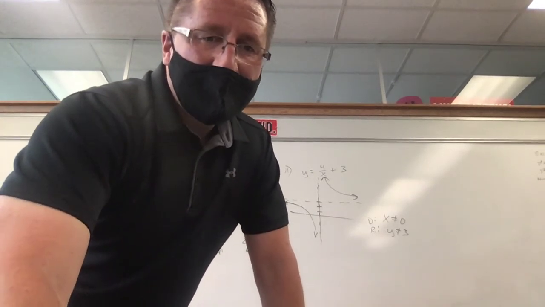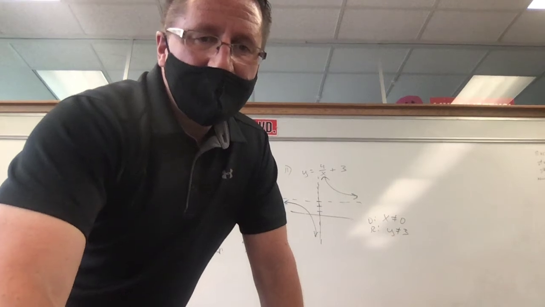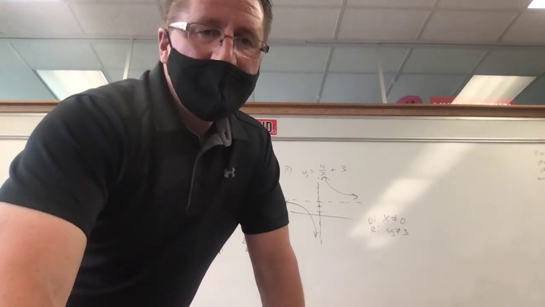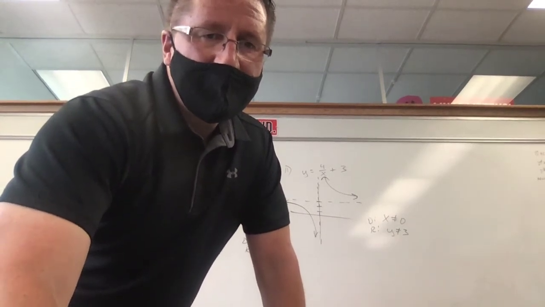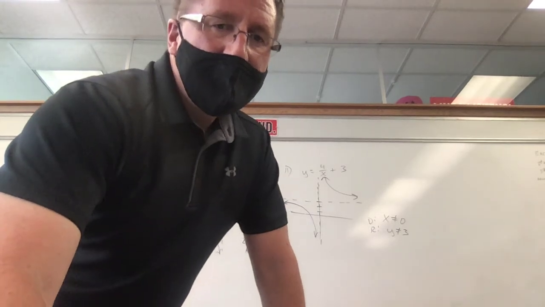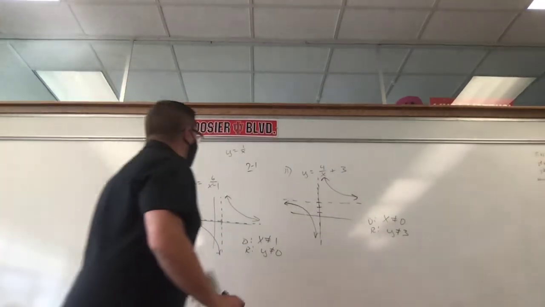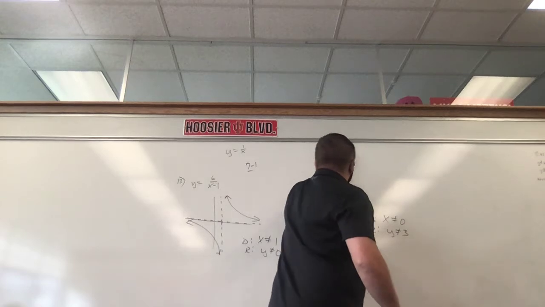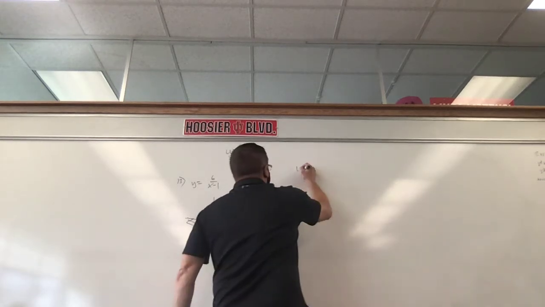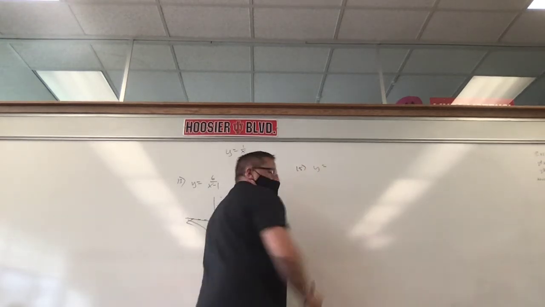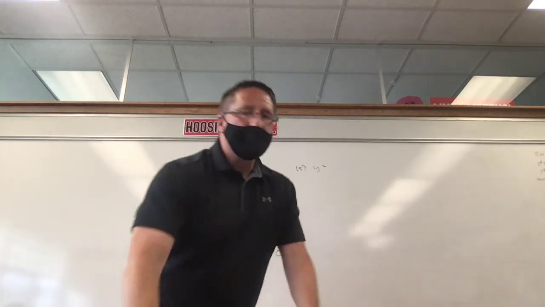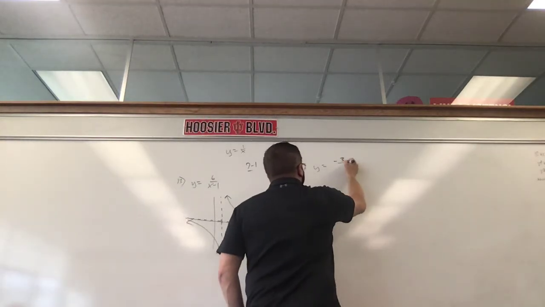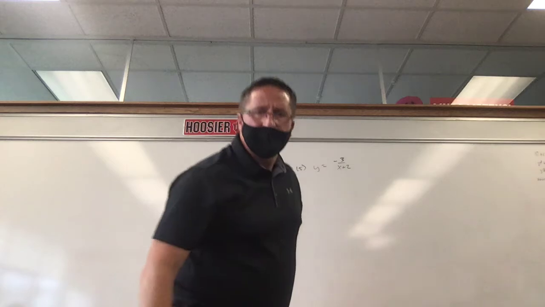Okay. Let's see, 15, 17. Let's do 2 more, then we'll stop. 15 and 17. 15. So, on 15, what do we have? Now, y equals what? Negative 3 over x plus 2.